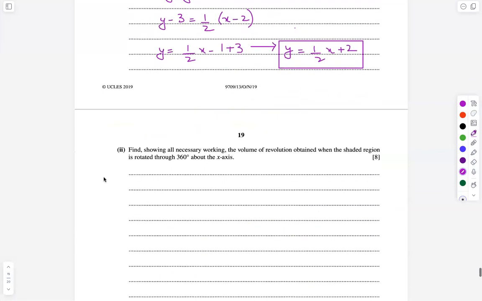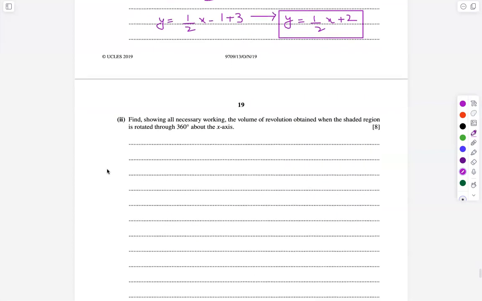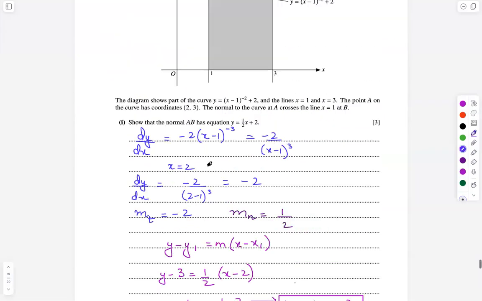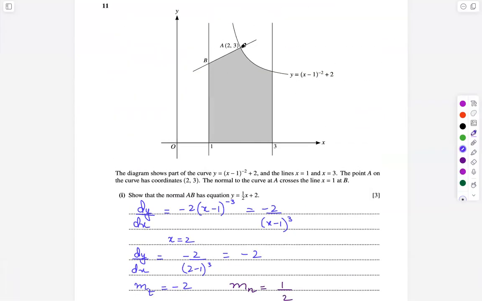Now in part 2, it says find, showing all necessary working, the volume of revolution obtained when the shaded region is rotated through 360 degrees about the x-axis. Now, the formula to find the volume is pi multiplied by the integral of y squared dx with the limits b and a. So we can now divide this region to find the volume of the shaded region. We can divide it into two parts. We know that this coordinate will be 2. So we can first find the volume under the line and then the volume under the curve, and then add the two volumes to get the volume of the shaded region.